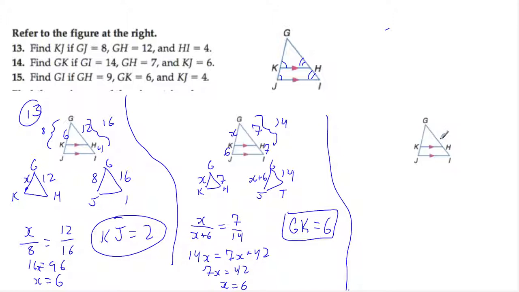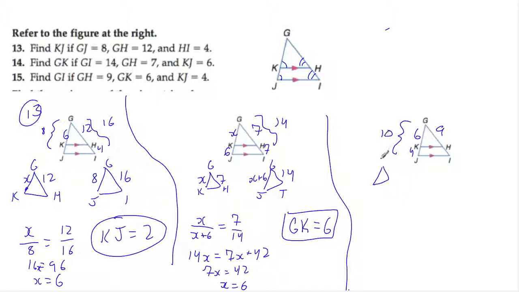And then finally here, I get the GI, so again, this whole side is equal to 9. GK is equal to 6, and KJ is equal to 4. I want to find GI. GH is equal to 9. Well, if I look here, I can see that GJ would be equal to 10.